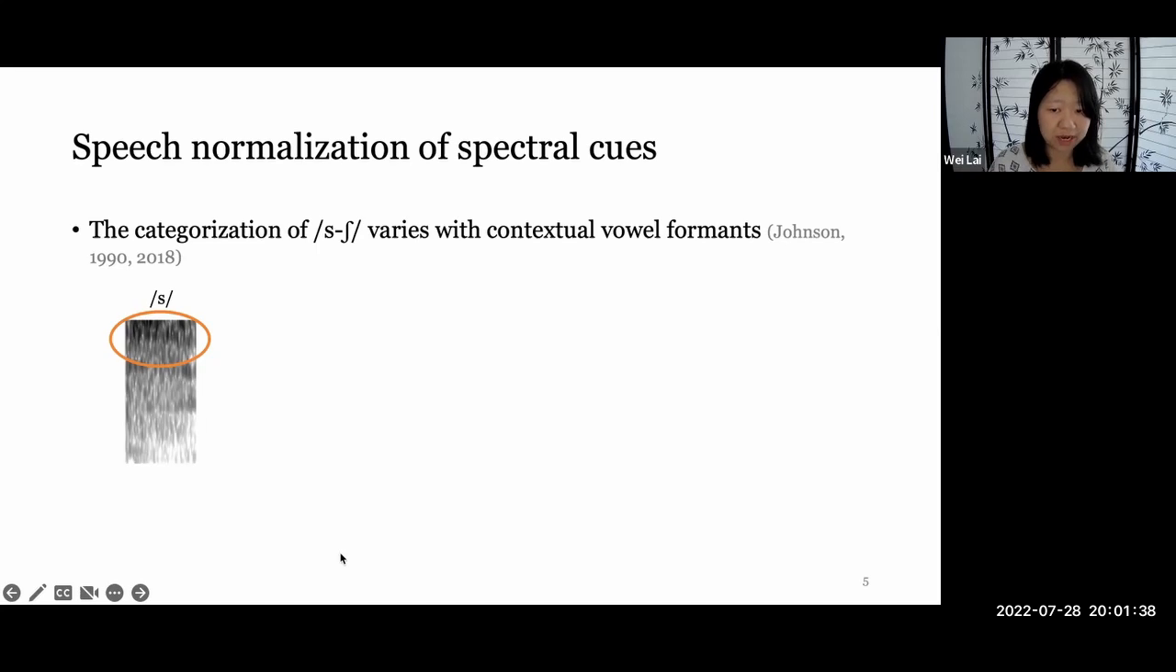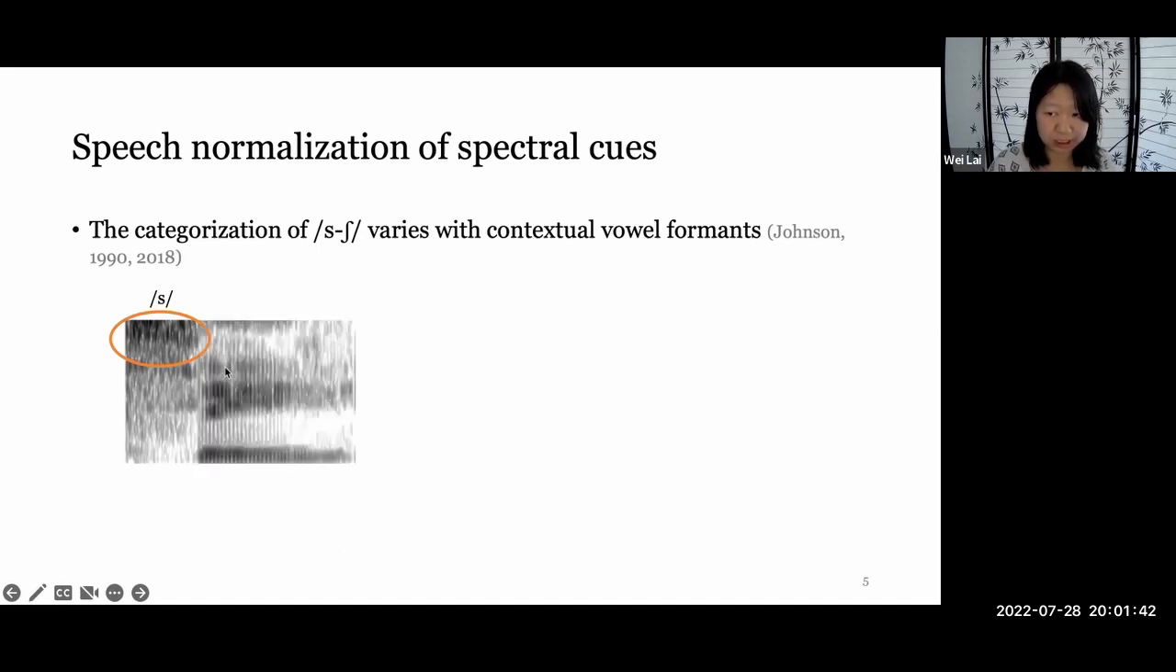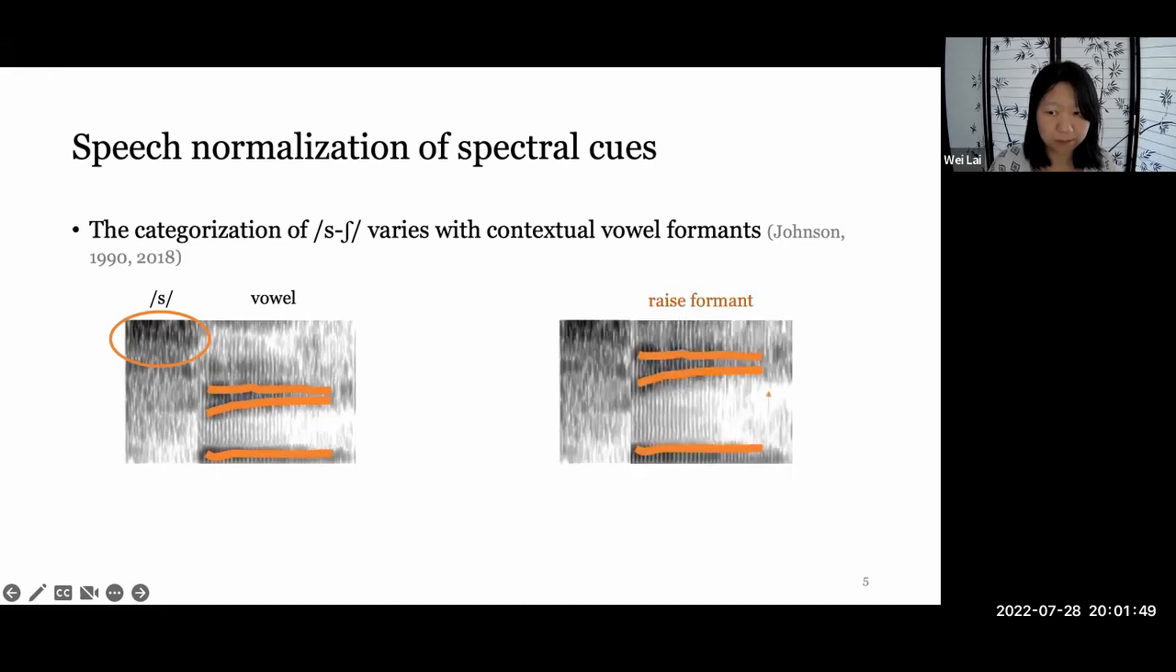However, the relative height of spectral energy frequency is also dependent on the adjacent spectral cues, such as the formants of the vowel. With everything being equal, if we raise the vowel formants of that syllable, then the sibilant will be perceived to have relatively lower spectral frequency relative to the vowel. And listeners are more likely to hear an SH in the latter case.